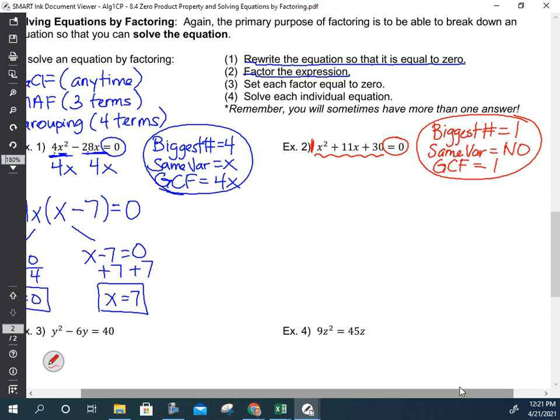So let's do MAF. So remember, M is your last part. That's the 30. A is your middle. That's 11. So we need 2 numbers that multiply to 30 and add to 11. Multiply to 30, add to 11. So, what we got here? 5 and 6.